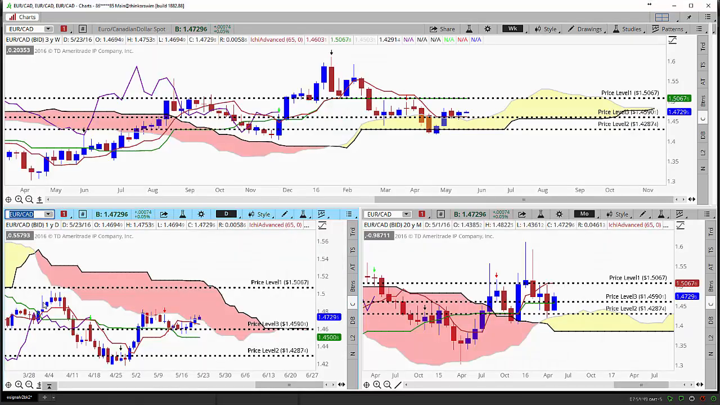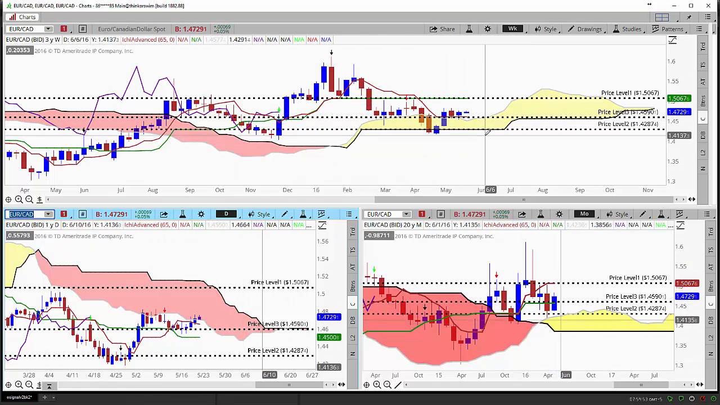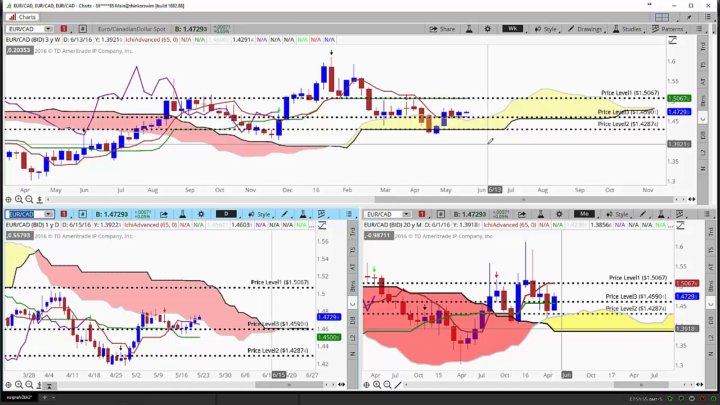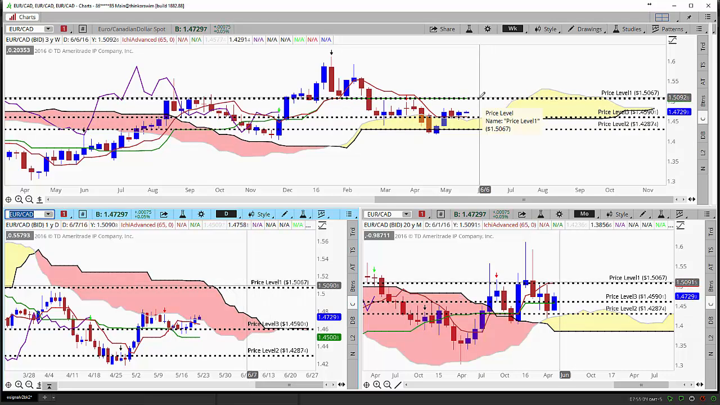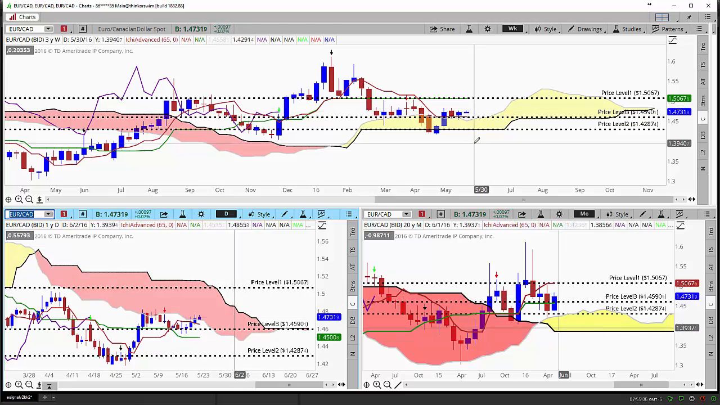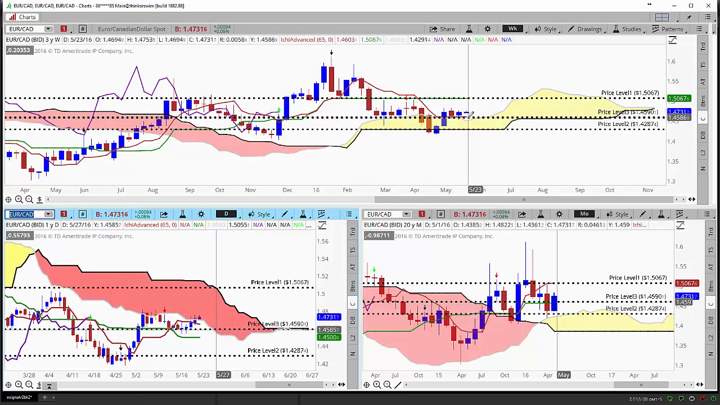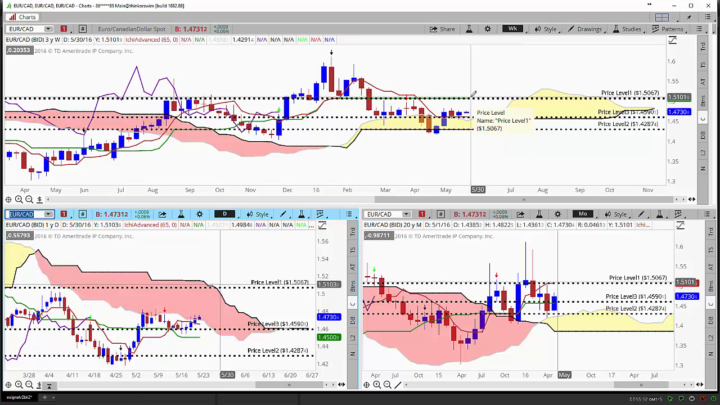Euro CAD, you could see here the sentiment is bullish, but not really, and the reason why is it's being controlled by a higher time frame consolidation pattern between 1.4287 and 1.5067, which is right there. There's a minor support that's developed at 1.5490. So as long as this support here holds, we've got a high probability of getting to this resistance level there.